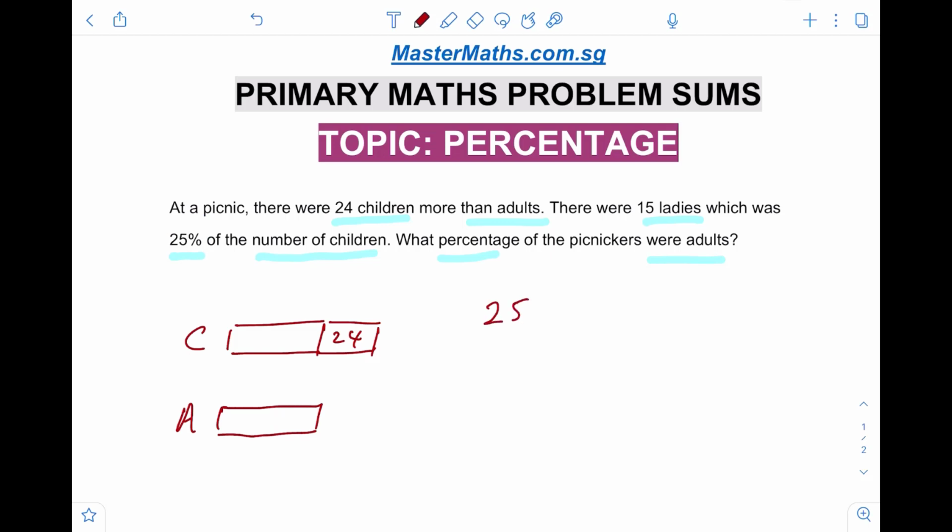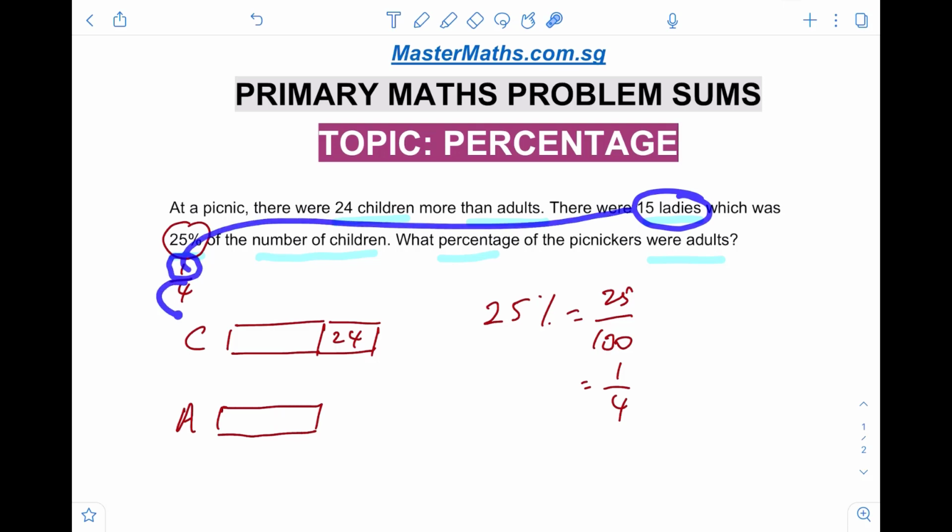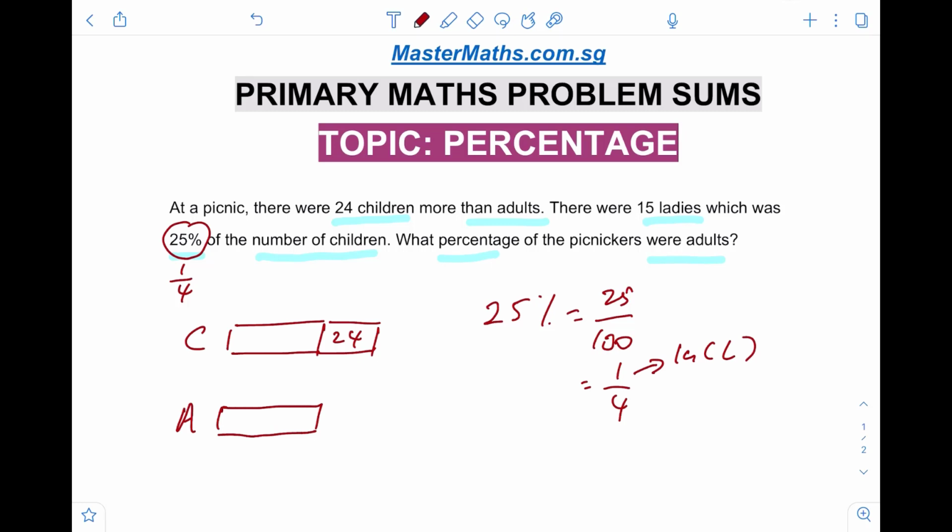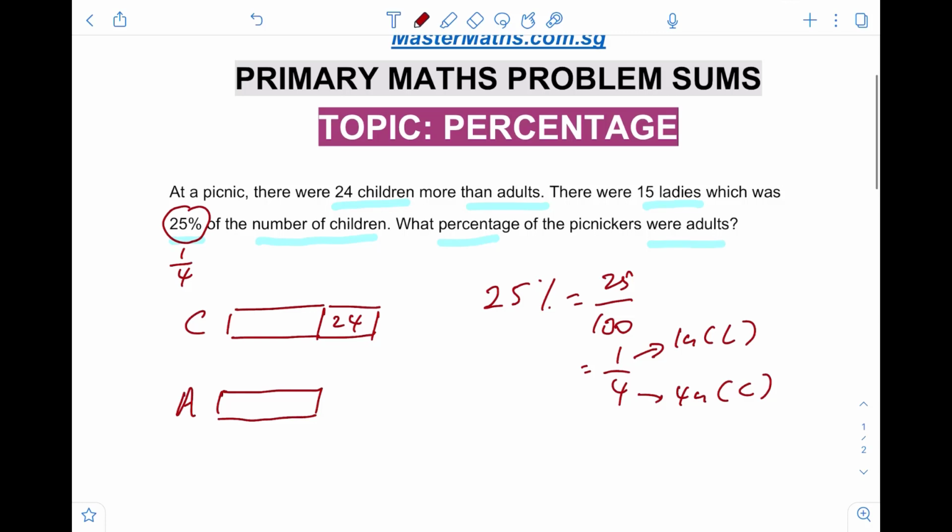Now what we can do to make it easier is to change the percentage into a fraction, because when we do that, we are able to understand that this 25% is 1/4, which means the number of ladies was 1 unit and the number of children 4 units. So this 1 unit belongs to the ladies and the 4 units belong to the children. So all we can do is go back to our model and label this as 4 units.